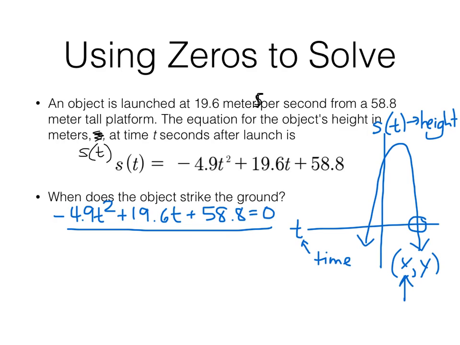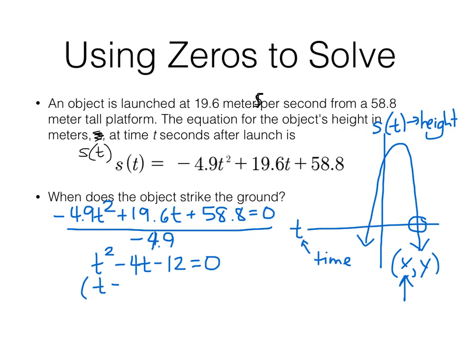And what we're going to do is divide everything by negative 4.9. I know you're looking at this thinking, ugh, gross. It's going to work out so nicely when we divide. Look what we get. Negative 4.9 divided by negative 4.9 gives me 1t squared. 19.6 divided by negative 4.9 gives me negative 4t. And 58.8 divided by negative 4.9 gives me minus 12. Look how nice it turned out.